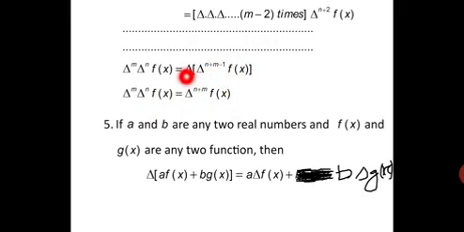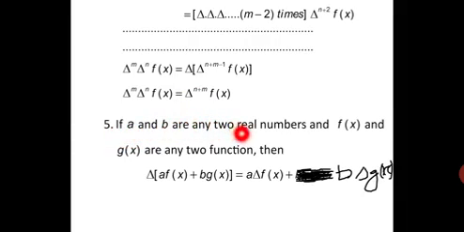If you take this one also inside, what happens? It will become delta to the power of n plus m into f of x. Hence my proof. That means we can say that when deltas are multiplied, we can add their powers. Next problem we will go for.